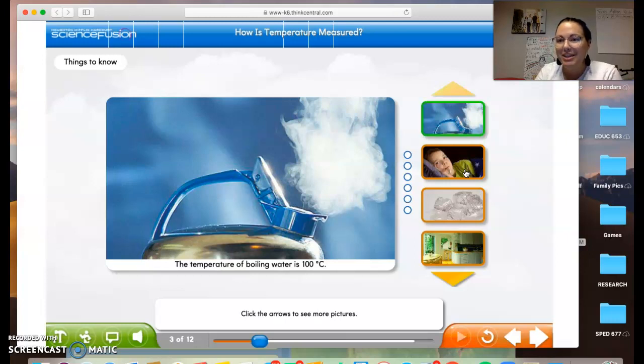When we talk about measuring temperature, when you have a thermometer in your mouth, usually your thermometers are measuring Fahrenheit, which is a different number scale. Most of the science world likes to talk in Celsius. Celsius is just a different measurement, but it still measures temperature. It's just a different scale. So this boiling water is 100 degrees Celsius.